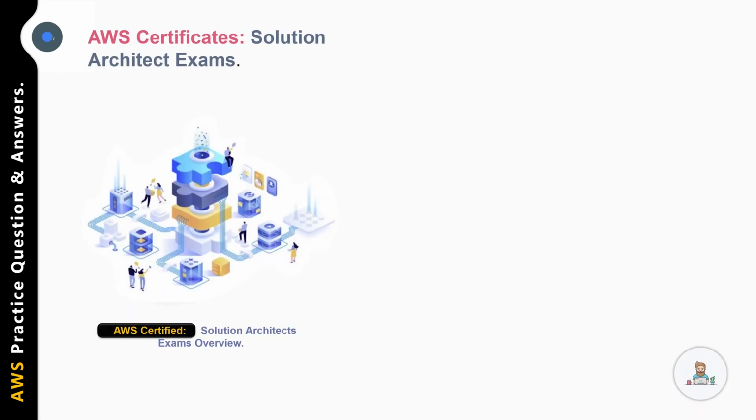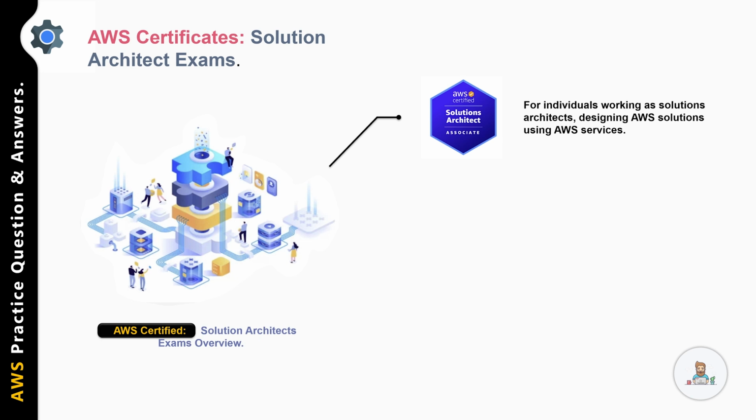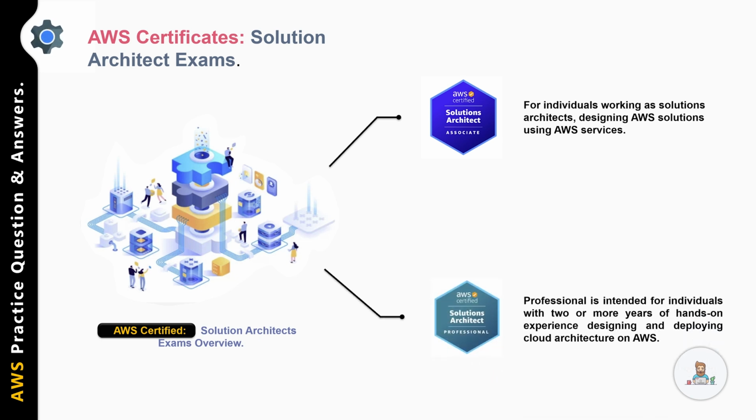Now, as you know, there are many reasons to get certified in AWS technology. First of all, AWS certificates validate your AWS cloud knowledge and cloud expertise to grow your career and business. AWS certification is divided into four different categories. First one is foundational, second one is associate, third one is professional, and fourth one is specialty.